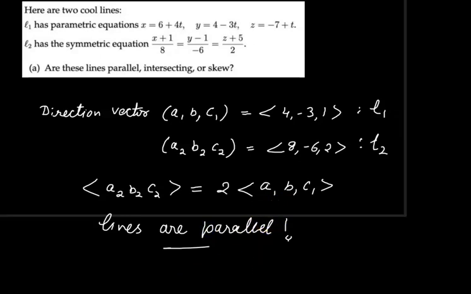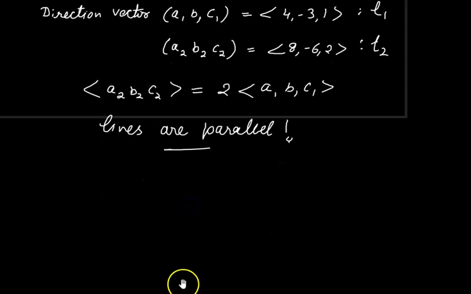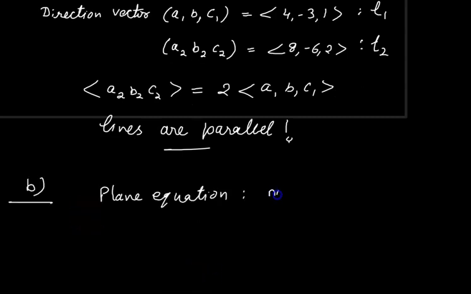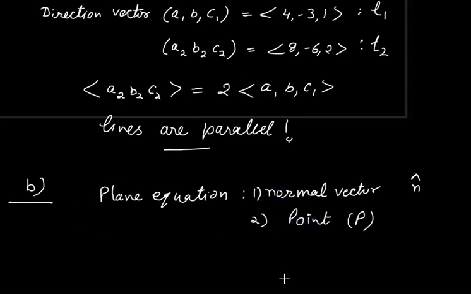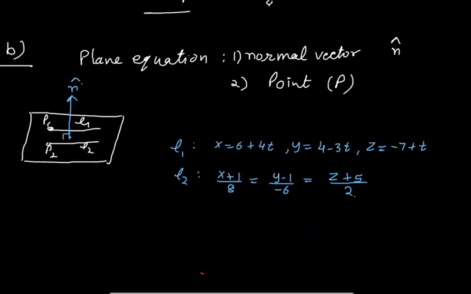Now we need to find the equation of a plane containing these two parallel lines. To find the equation of a plane, we need two things: a normal vector and any point lying on that plane. To find the normal vector, we need to find the cross product of two vectors lying on this plane. This is the plane. On this plane, these are two parallel lines, L1 and L2. These parallel lines have 2 points.